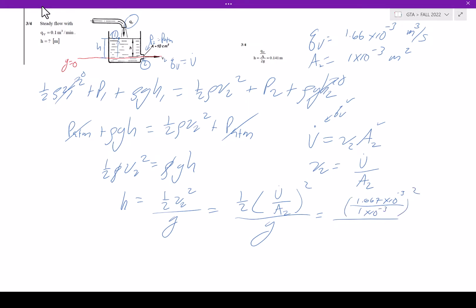That quantity gets squared, and you have this 2 times 9.81 term. That's going to end up giving you that the height is equal to something similar to the answer, which is 0.141 meters. This essentially cancels, so if you plug that into your calculator, you should get the correct answer.